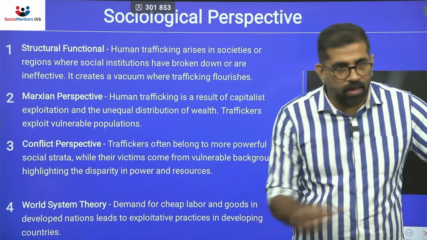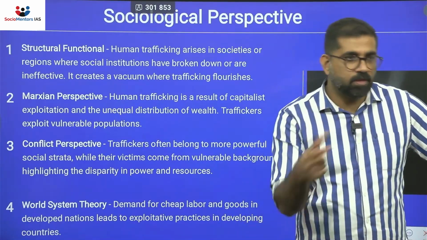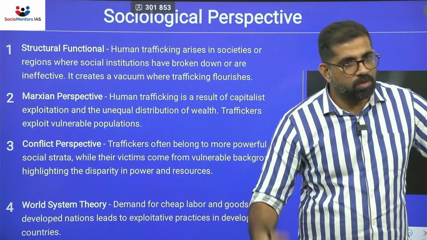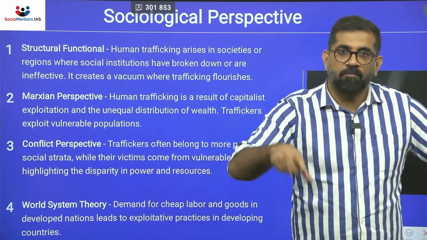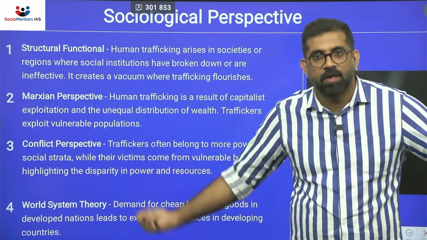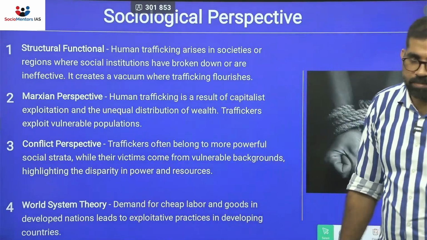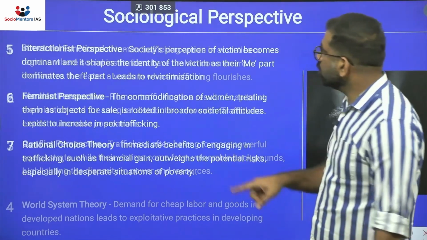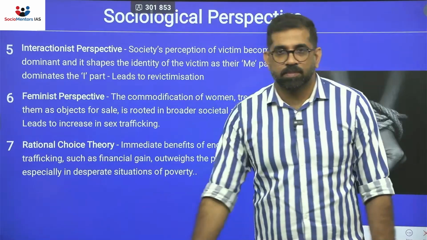So these are interrelated. MNCs, their need for cheap products further leads to outsourcing, and outsourcing further leads to informalization as well as use of trafficked labor. Clear? So that is the connection. The next is interactionist perspective.